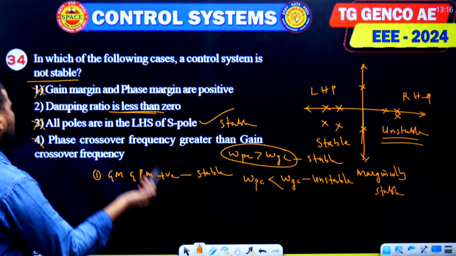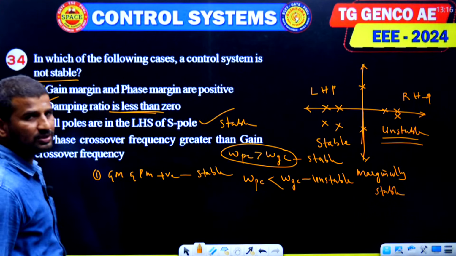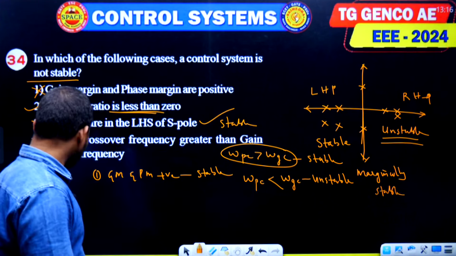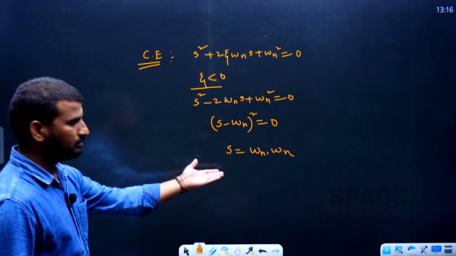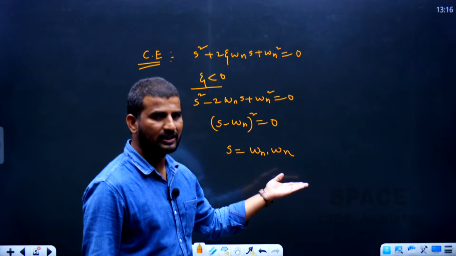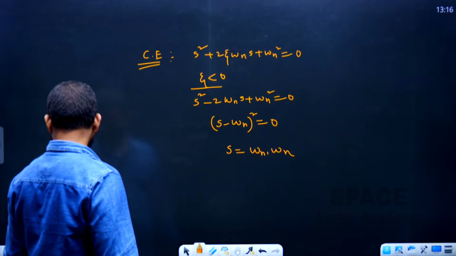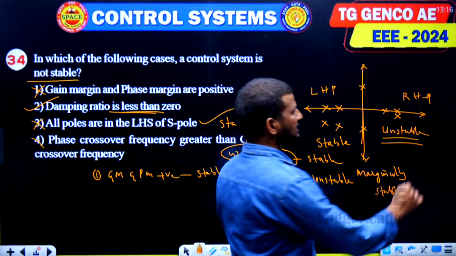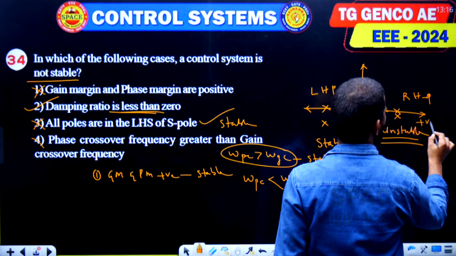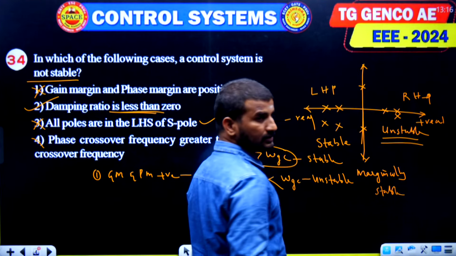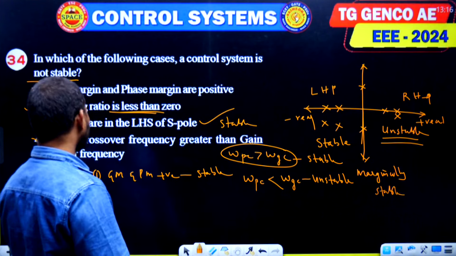And which option is the right suitable answer for this? The second option will be the right answer. This is the proof for that. Positive roots lie on the positive real axis. This is the positive real axis, and this is the negative real axis. Is it okay? Please observe.